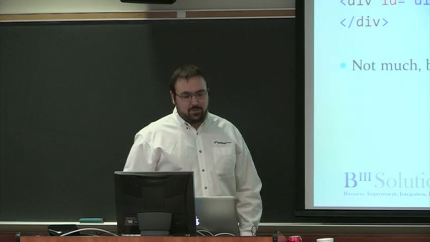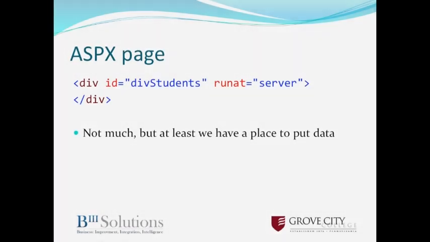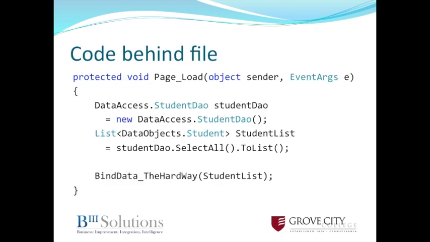So we're starting off with a new page. We have a div on it, and it's got runat equals server. There's not much there, but it's at least a starting point for us to jump off of. Alright, now we're in our page load event, and we're going to try and get data to display in that div somehow. The same code you saw from the previous slide where we're selecting out the students from the database, and we're going to try and bind that data by making some controls so that we can get that displaying on the screen.